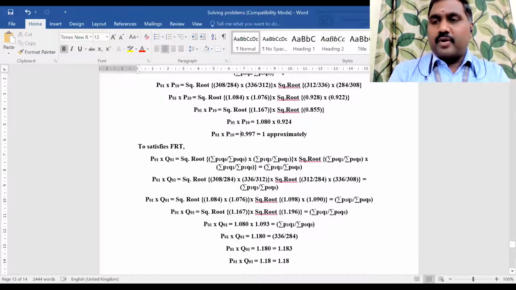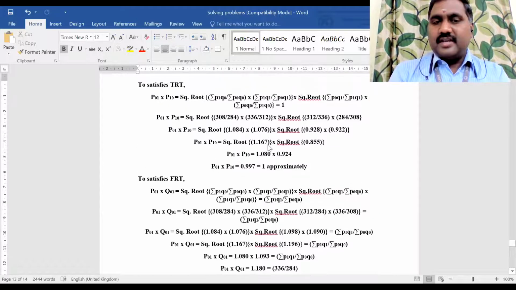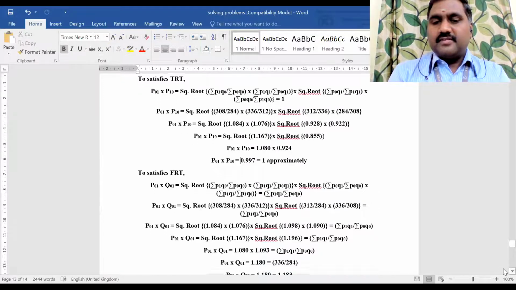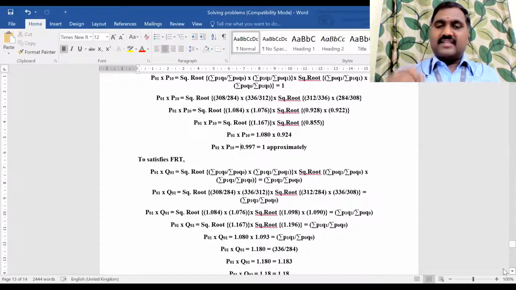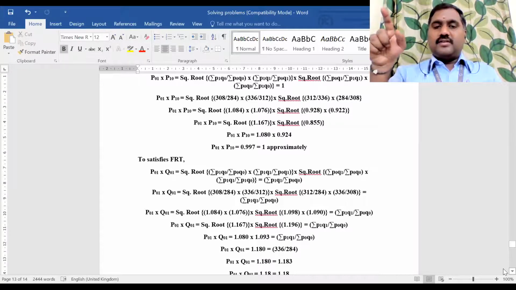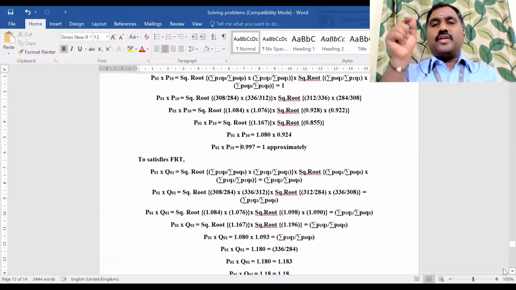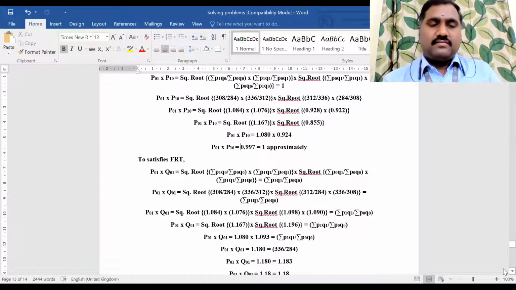Please copy the problem properly. The first one is the TRT and this is FRT. Since I am working in Word, see the denominator and numerator. Please put all the values in the fraction. Don't copy as it is from the Word document into your notebook. When you are writing square root, write 308 by 284. Don't write SQ dot ROOT 308 bar. Please don't do that.